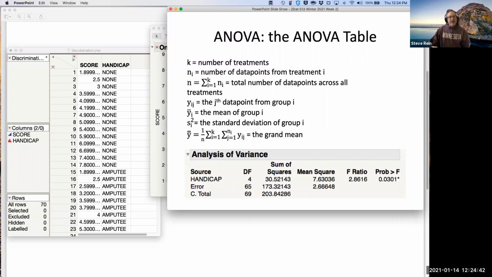Y bar i is the average of group i. That's easy. I'm sorry, s sub i, that should not read squared. s sub i is the standard deviation of group i. If it's s sub i squared, it should read the variance of group i. Y bar bar is adding up across all groups, and then all data points within each group, and then dividing through by the total number of data points. In other words, average them all, regardless of what group they're in. Find the average of everybody.